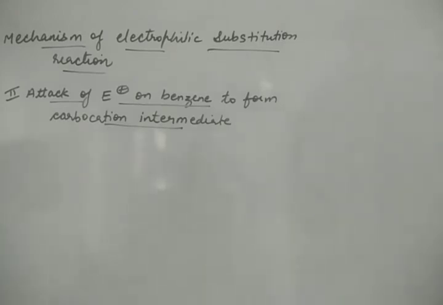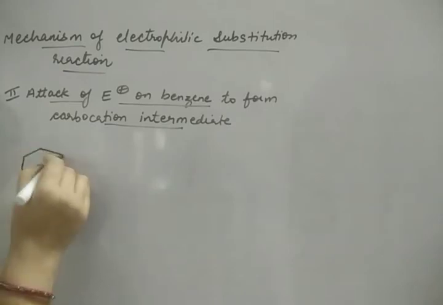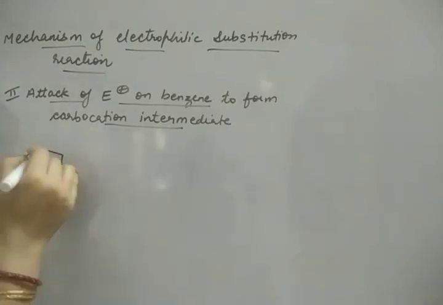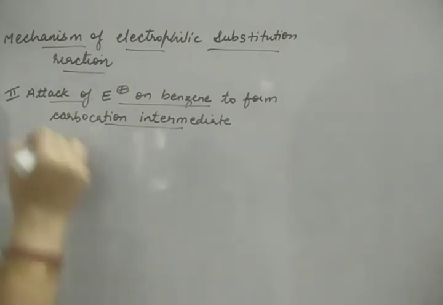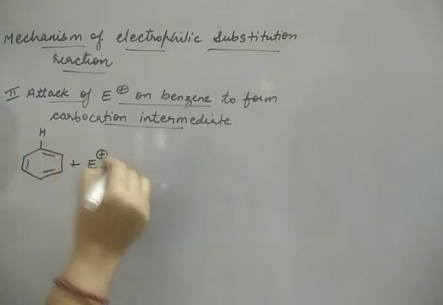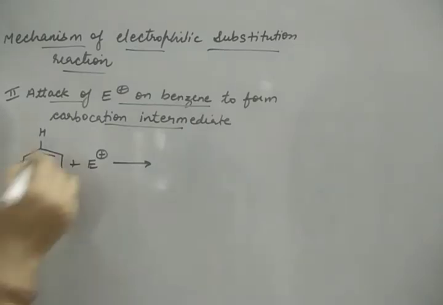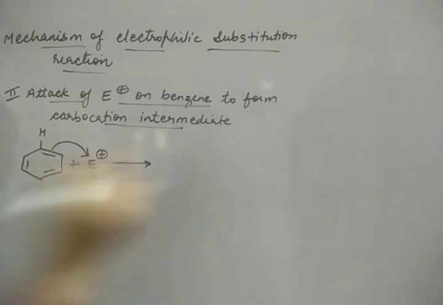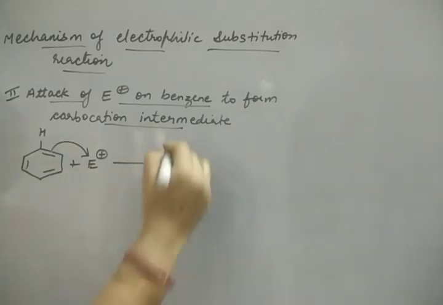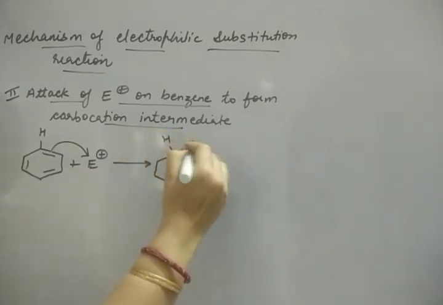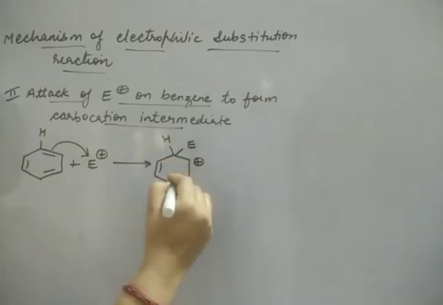Now whatever electrophile is generated, that electrophile will attack the benzene ring to form the carbocation intermediate. Suppose this is my benzene. Now this is the hydrogen atom. On this the electrophile is attacking. Now the electrophile can attack either here or here or here, because the electrophile always attacks at the electron rich position. So the electrophile will attack at any of the pi bonds. Suppose the electrophile is attacking here on this bond. Now this bond will break. H is here. Now E will be attached here and the positive charge will come here.